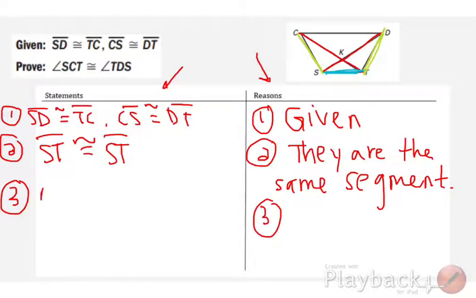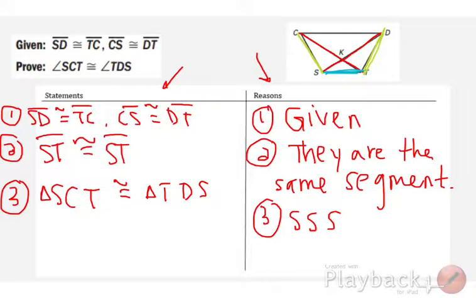So what I'm going to say now is triangle SCT is congruent to triangle TDS. Okay, and why? Because of the SSS theorem. All right, so now we've completed step 1 of our plan, right? We've proved that my 2 triangles are congruent. So now we just need to show that angle C up here is congruent to angle D up here, okay?